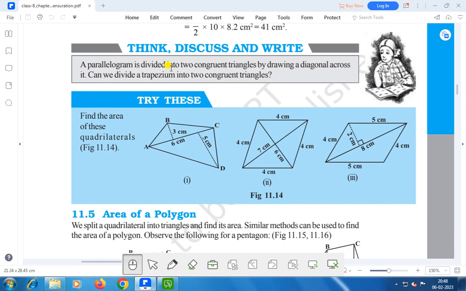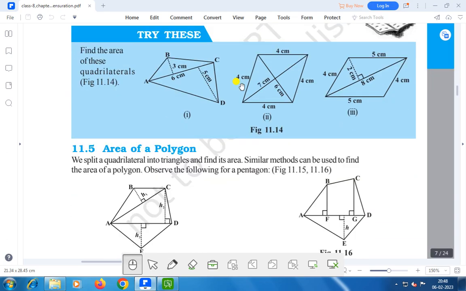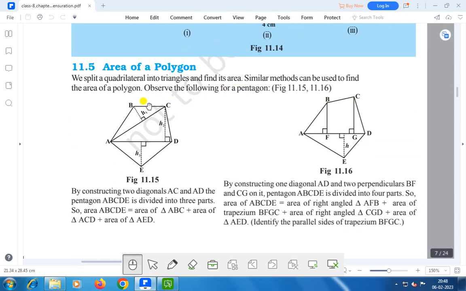A parallelogram is divided into two congruent triangles by drawing a diagonal across it. Can you divide a trapezium into two congruent triangles? Here you see, we find the area of a parallelogram. We split a quadrilateral into triangles and find its area. Similar methods can be used to find the area of a polygon.